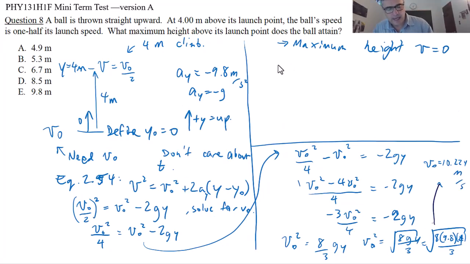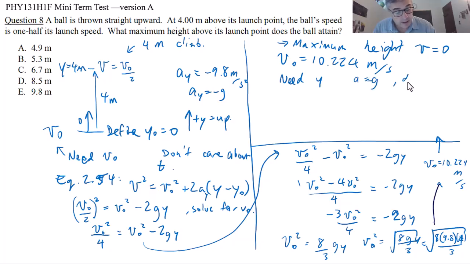So now I use that, v0 is equal to 10.224 meters per second. I know that from this first information, and again, v final is 0 because it's reached its maximum height. What we need is y, and again, we've got a is negative g, and again, don't care about time. So we're going to use that same equation, again, 2.54.